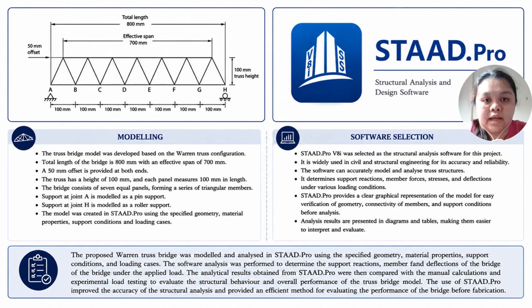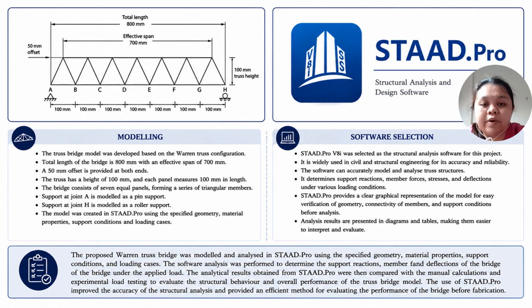This slide explains the bridge model that we designed and the software used to analyze its structural performance before fabrication. First is the bridge modeling. The bridge was designed using the Warren Truss configuration, which consists of a series of triangular members. This type of truss is selected because it provides good strength while using less material.